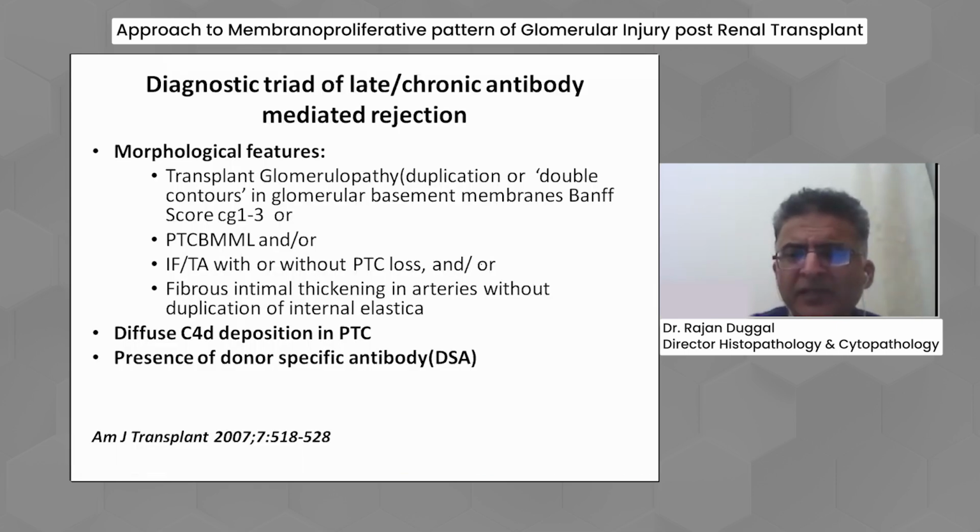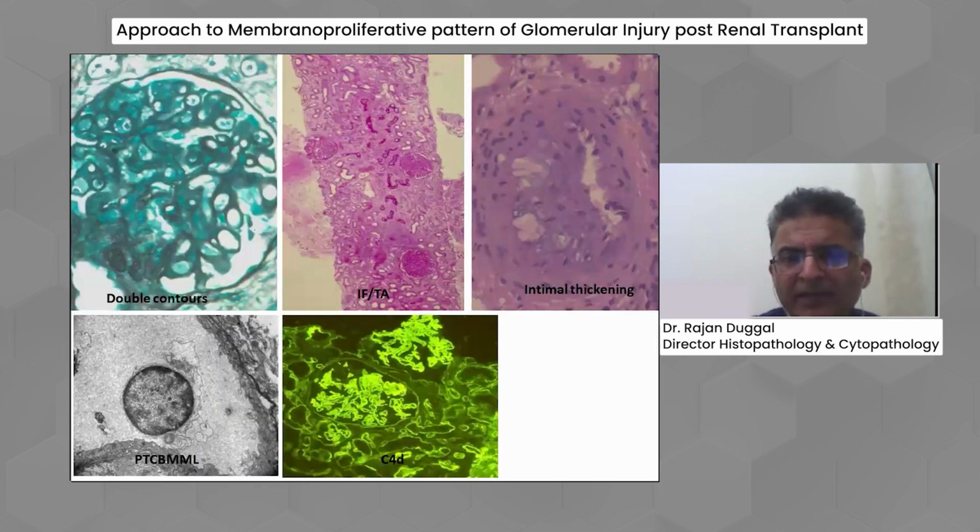This is just a morphological triad of chronic AMR. In the glomerulus, you find double contours or transplant glomerulopathy. In the tubular interstitium, you find IFTA. In the vessels, you find intimal sclerosis. This is a true lumen of the vessel. This is completely narrowed down, okay? And there is the intimal sclerosis. This complete thing is an intimal sclerosis.